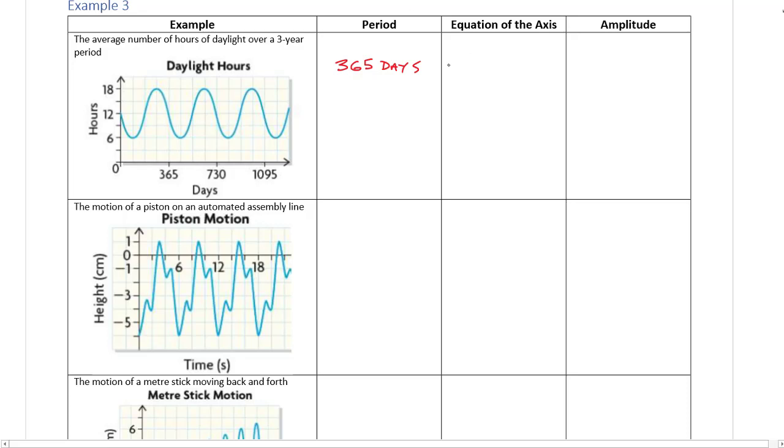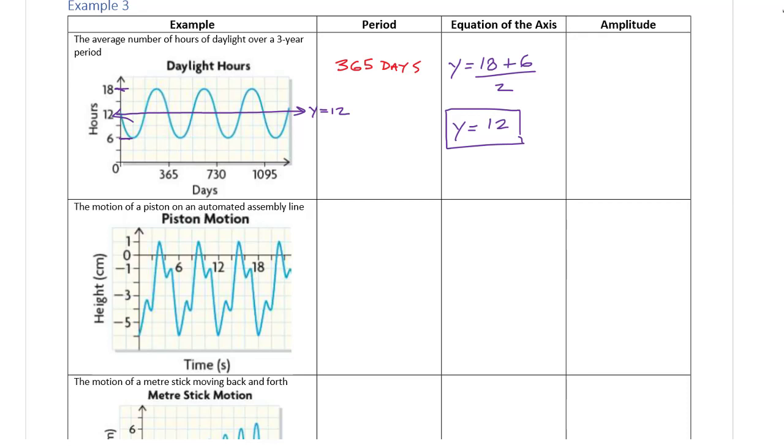All right, the equation of the axis. Let's just use y here. The axis is the middle. So how do we do that? We just add the peak and the trough. They're saying a peak of 18 hours, a trough of 6 hours, and you divide by 2. So 18 plus 6 is 24, divided by 2 is 12. Remember, this is a horizontal line. This would be the middle right here. This would be the line y equals 12 if we were going to label our graph.